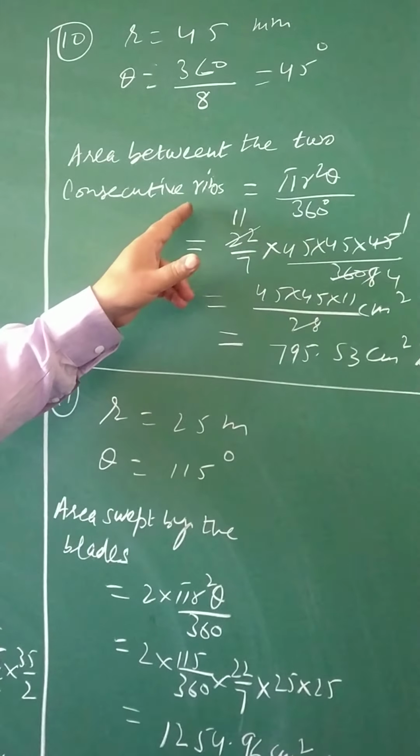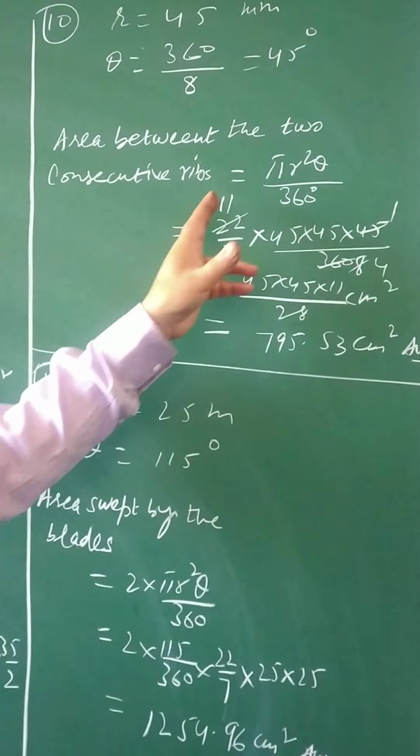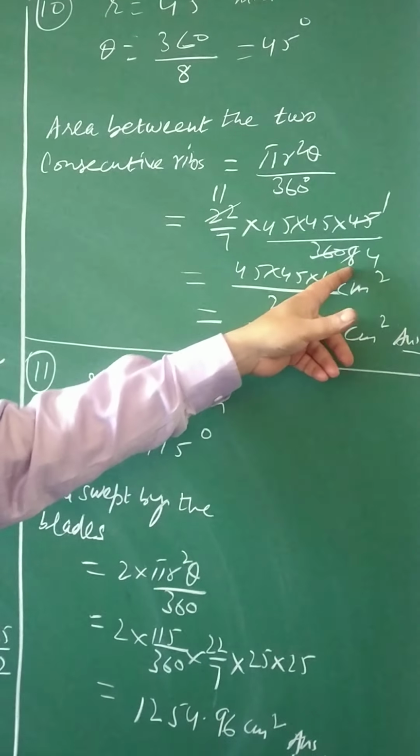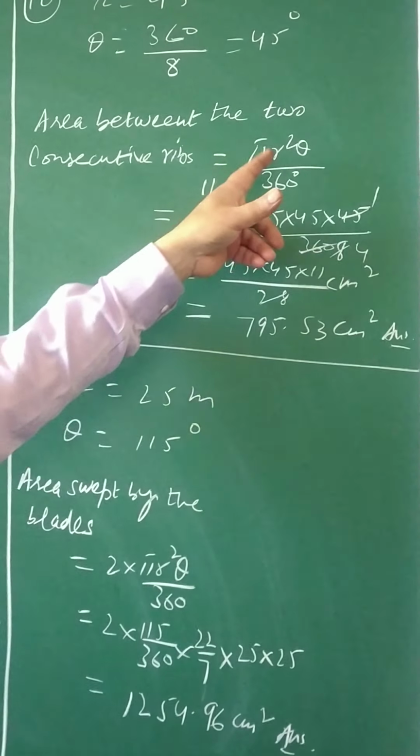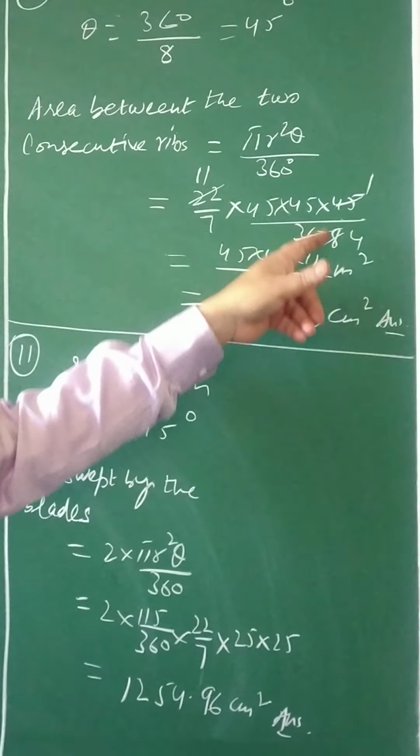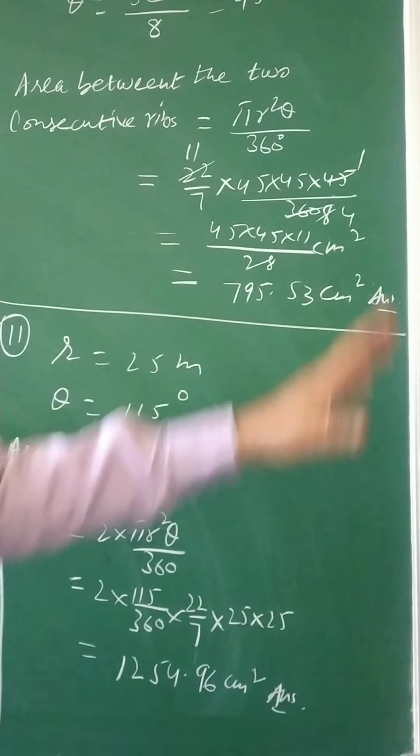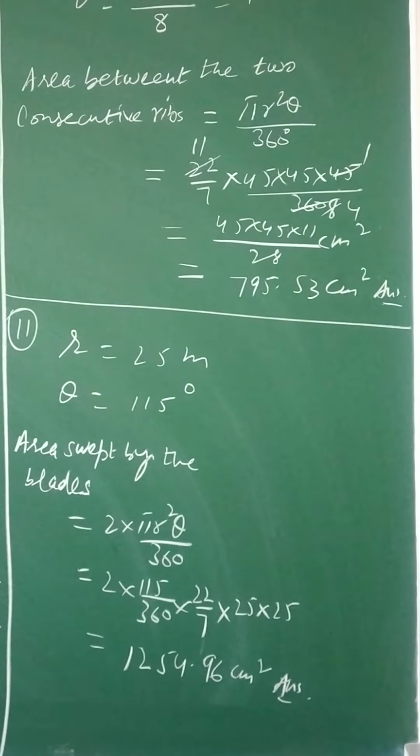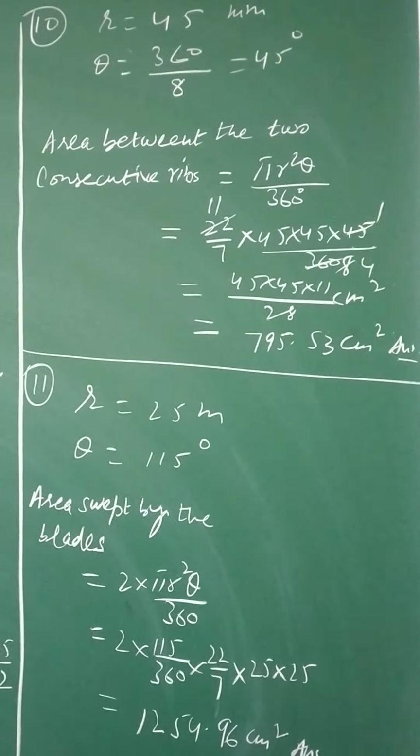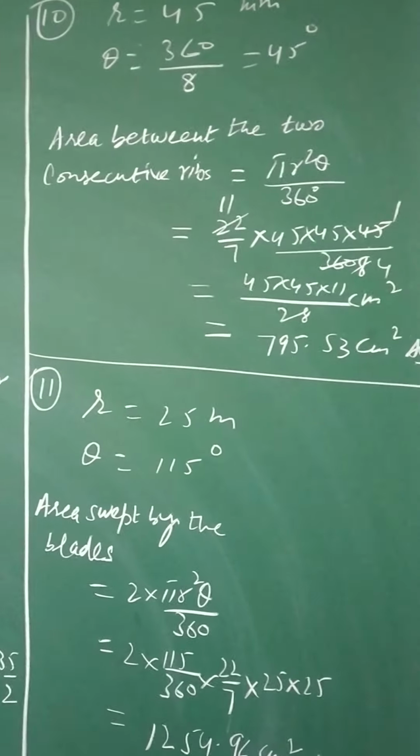So the area between the two consecutive ribs, because now you can see very clearly that the flat part is a sector: pi r square theta upon 360, 22 upon 7, r is 45 into 45, theta is 45 upon 360. Do the calculation, check, the answer will be equal to 795.53 centimeter square. Not tough at all. When the figures are given, you can see very clearly how we are applying the knowledge to find the area of the sector in one case or more than one.